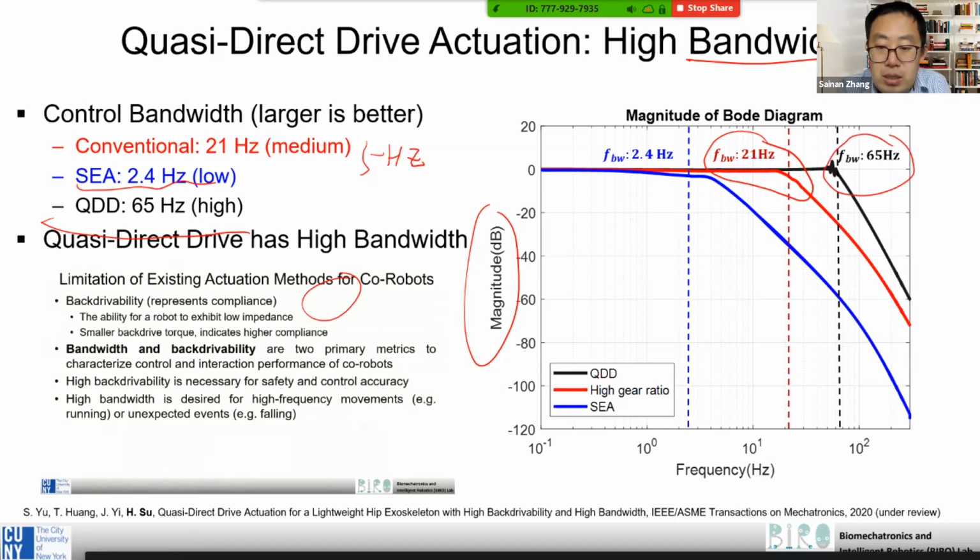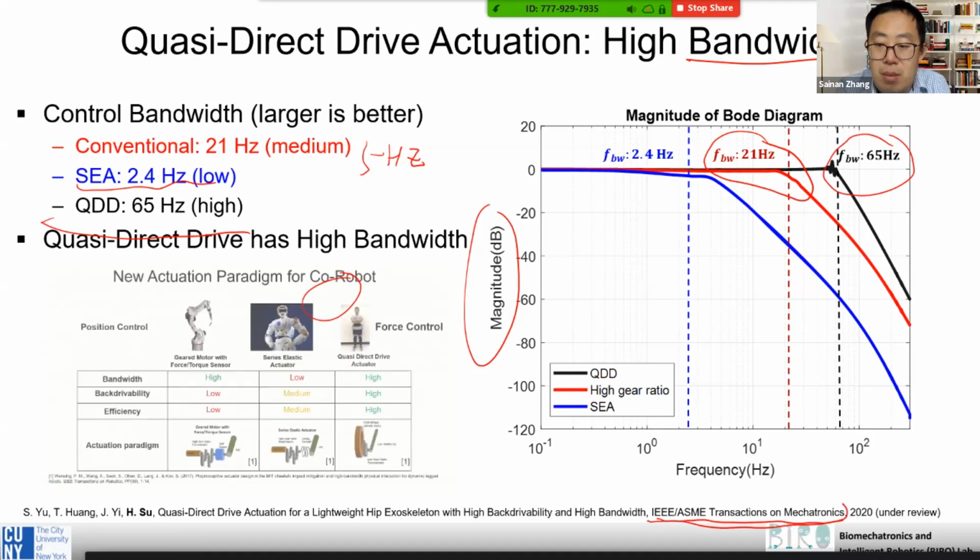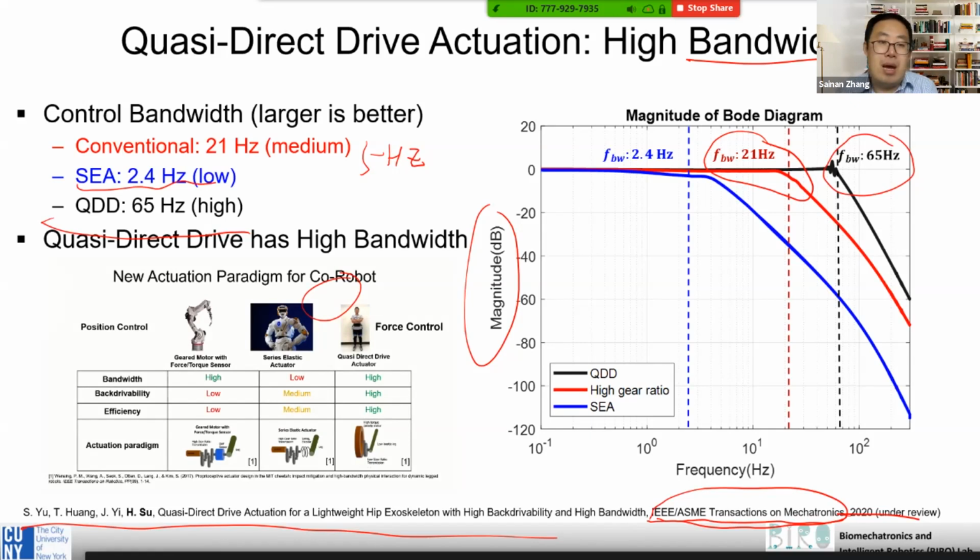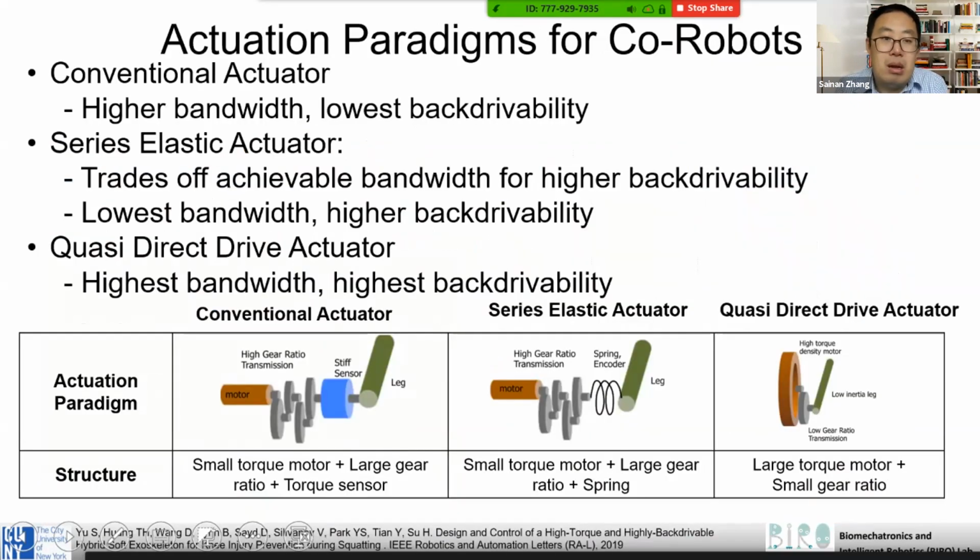So this is the paper we sent you, in IEEE/ASME Transactions on Mechatronics. It just got accepted, weeks ago. So as I said before, I want you to understand the most cutting edge technology in robotics.